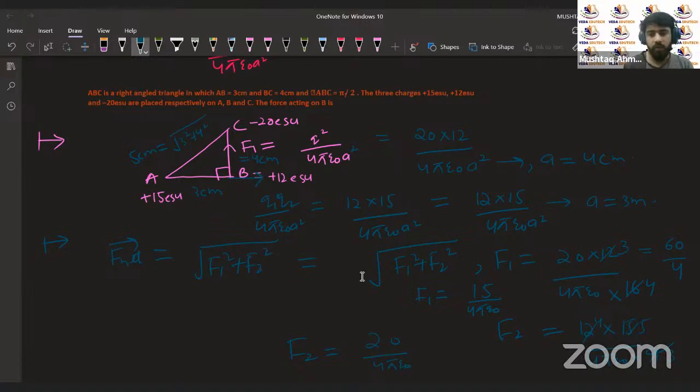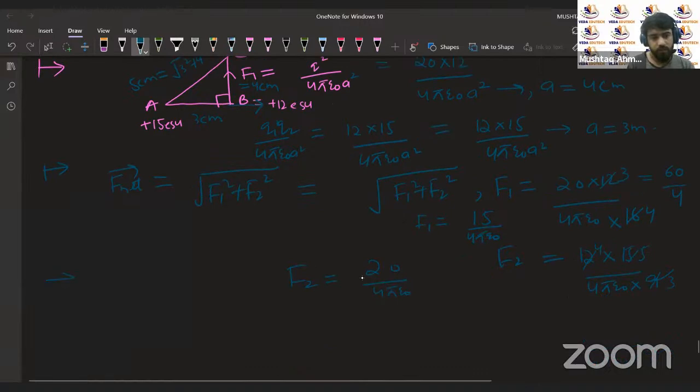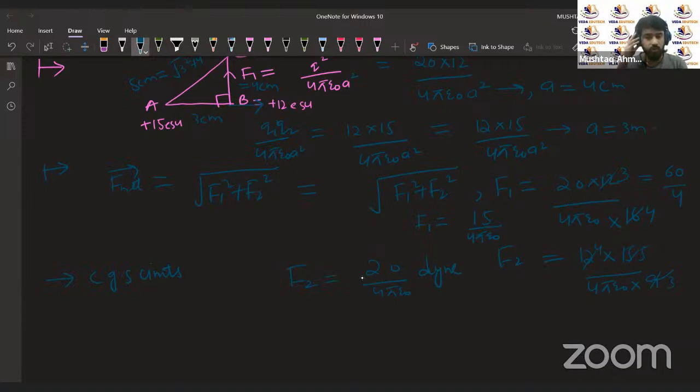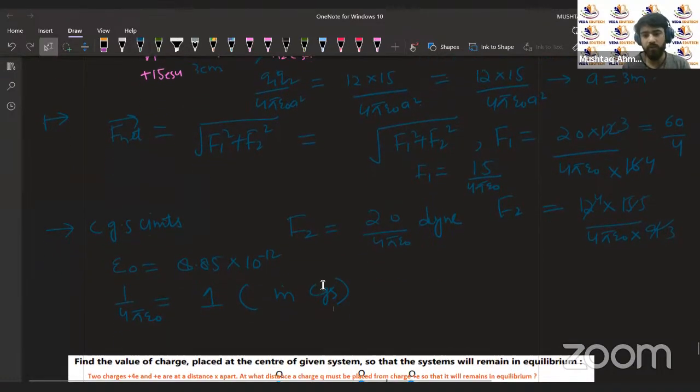Now all these forces we have calculated here are in CGS units. If they are in CGS units, the unit of the force will be dyne. We know epsilon naught has the value 8.85 into 10 to the power minus 12, but that is in SI units. The value of 1 upon 4 pi epsilon naught in CGS units is equal to 1. We'll be substituting the value of 1 upon 4 pi epsilon naught as 1.